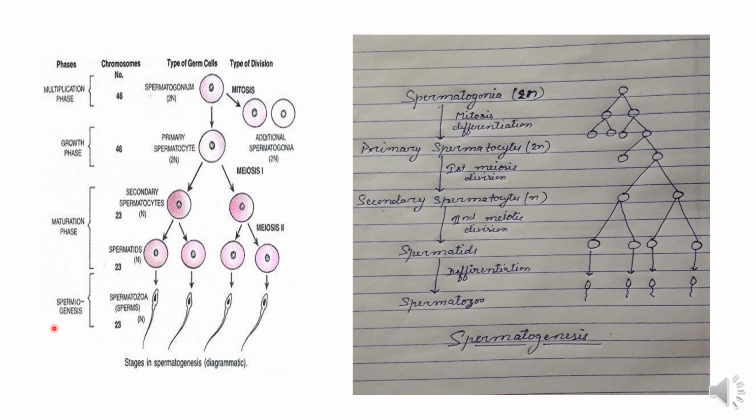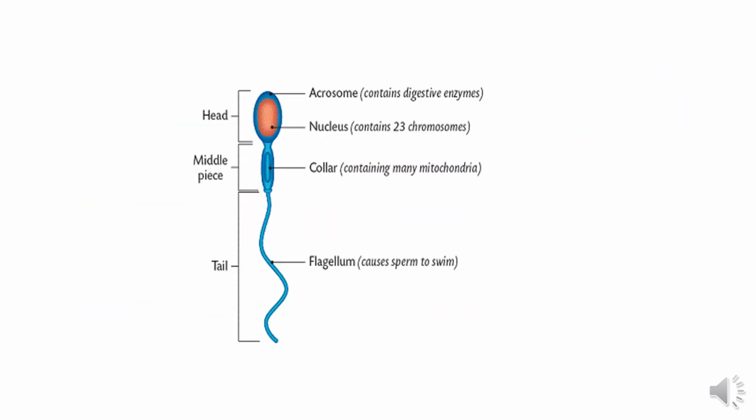Now, the second phase of spermatogenesis is known as spermiogenesis. What will happen? Each of these spermatids will metamorphose into long, elongated structures with a tail, known as sperms or spermatozoa. The formation of sperms or spermatozoa from these spermatids is known as spermiogenesis. Now let's see the detailed structure of a sperm.